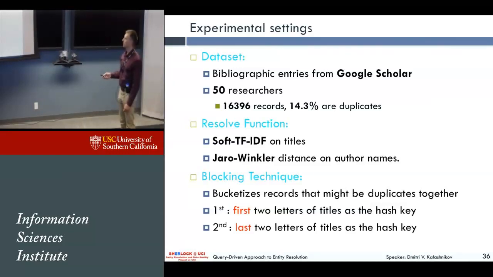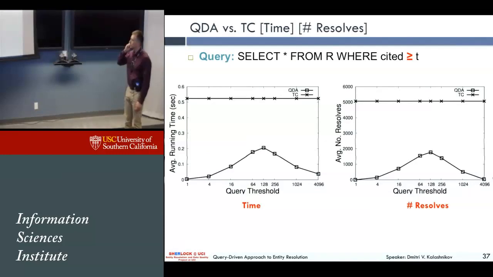So these are our experimental results. They are on bibliographic entries of Google Scholar for 50 researchers. Our PhD students have done tests on a larger data set, but it's not included in our paper. We use these two resolve functions to deduplicate, and we use very simple blocking techniques, which put two papers in the same block if they match either on the first two characters of titles or the last two characters of titles. So these are the results.